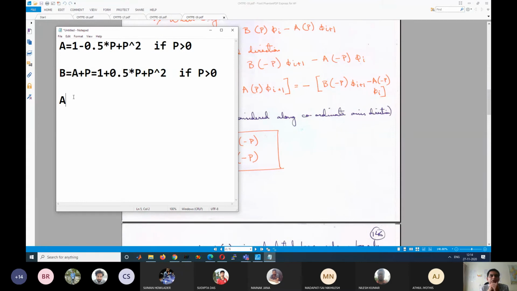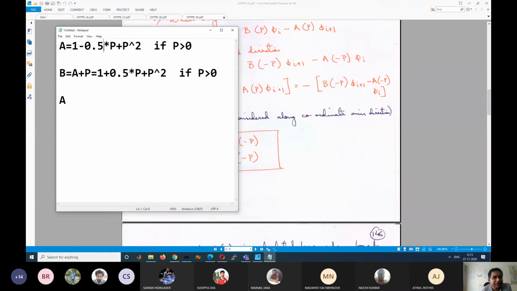How will you find it for P less than 0? Because this expression is only valid if P is greater than 0. For P less than 0, this expression is not valid because the form is different. I have shown, right? The form can be different. So from the first equation, if P is less than 0, I cannot use this equation because the expression may be different.